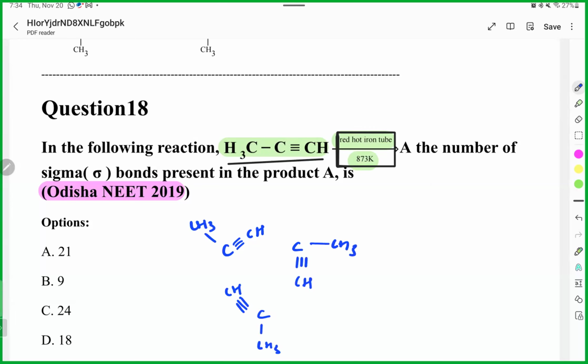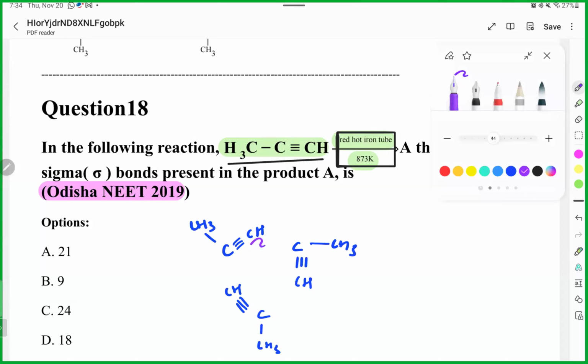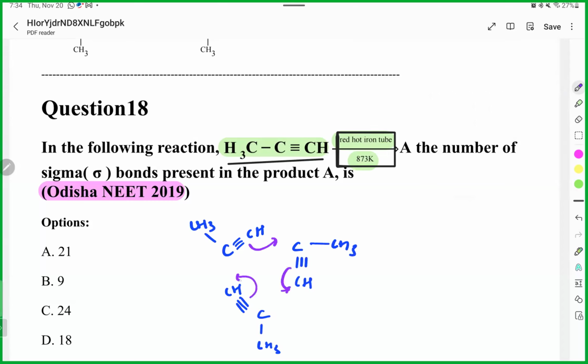Now you know the further process. This double bond shifts here, this double bond shifts here, this double bond shifts here. So it will be the benzene ring. So if this bond shifts here, this bond shifts here, this bond shifts here, and there were three CH3 groups, correct?